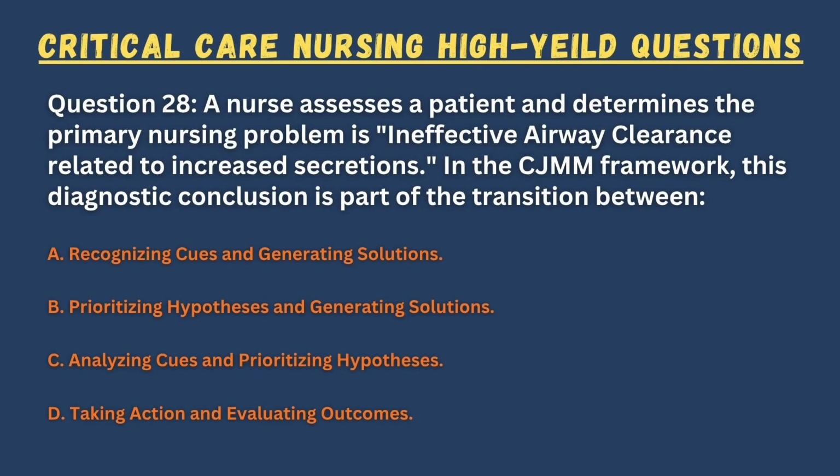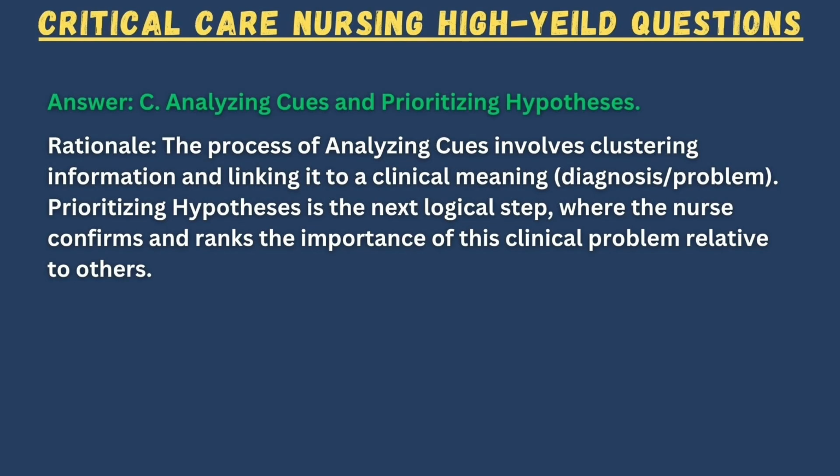Question 28. A nurse assesses a patient and determines the primary nursing problem is ineffective airway clearance related to increased secretions. In the CJMM framework, this diagnostic conclusion is part of the transition between A. Recognizing cues and generating solutions. B. Prioritizing hypotheses and generating solutions. C. Analyzing cues and prioritizing hypotheses. D. Taking action and evaluating outcomes. Answer. C. Analyzing cues and prioritizing hypotheses.